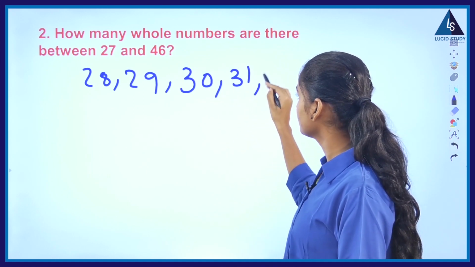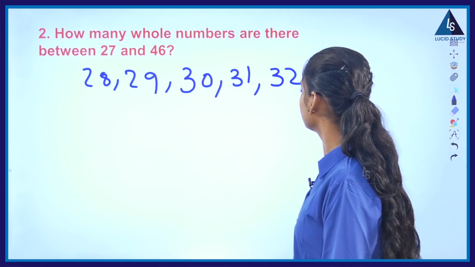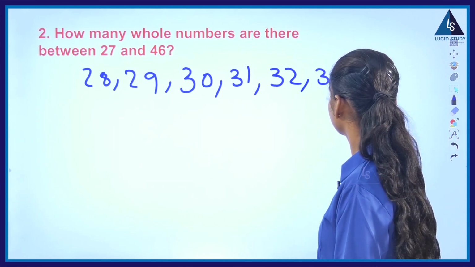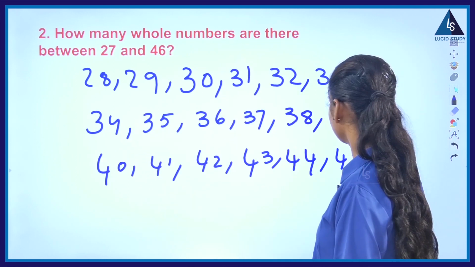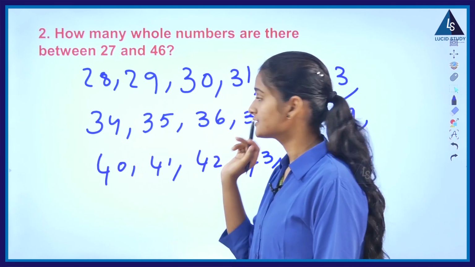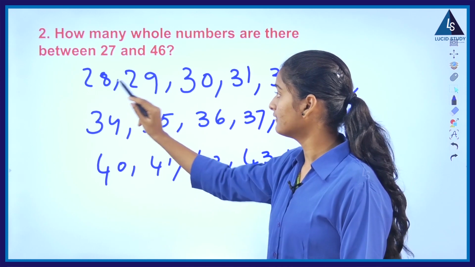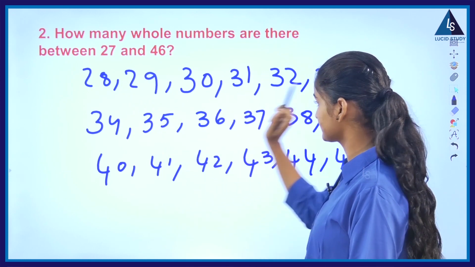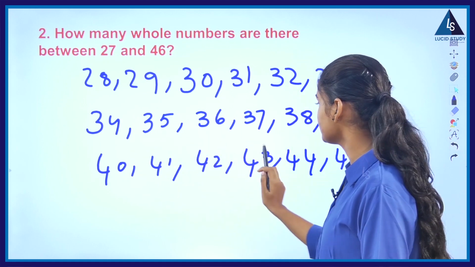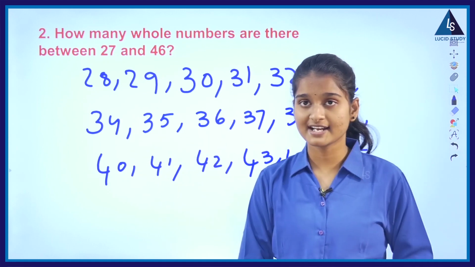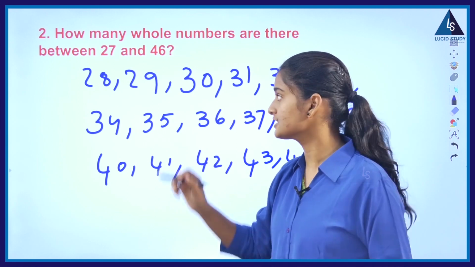31, 32, 33, 34, and so on up to 45 and 46. So children, now count the numbers: 1, 2, 3, 4, 5, 6, 7, 8, 9, 10, 11, 12, 13, 14, 15, 16, 17, 18. So is that right, children? Yes, there are 18 numbers.